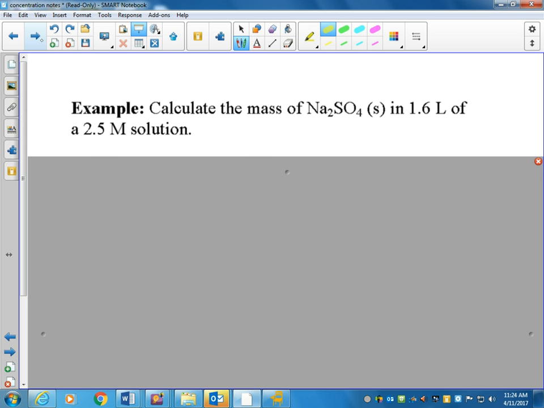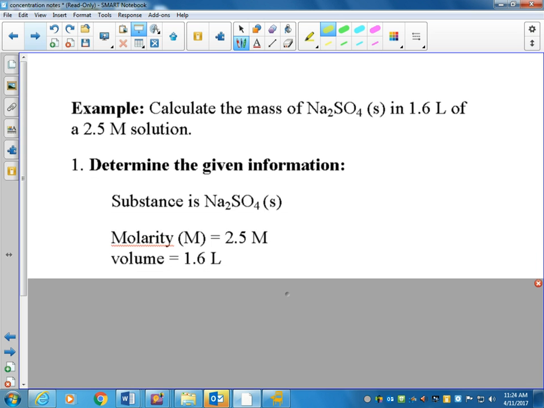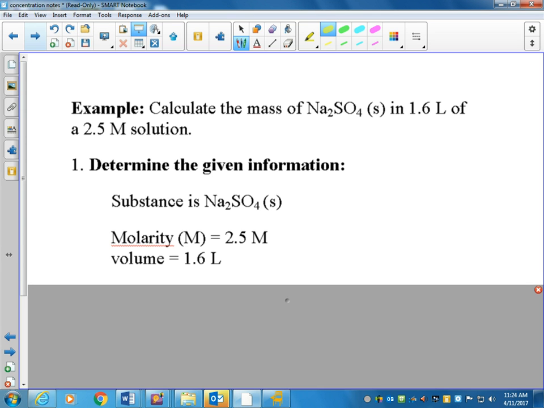Basically, determine the information. I wouldn't write this down, some people write it down. I usually write little things on the side notes. You guys remember me solving questions, writing the main pieces of information down? This is the main pieces of information: that you're dealing with sodium sulfate, your molarity is 2.5 moles per liter, and your volume is 1.6 liters.